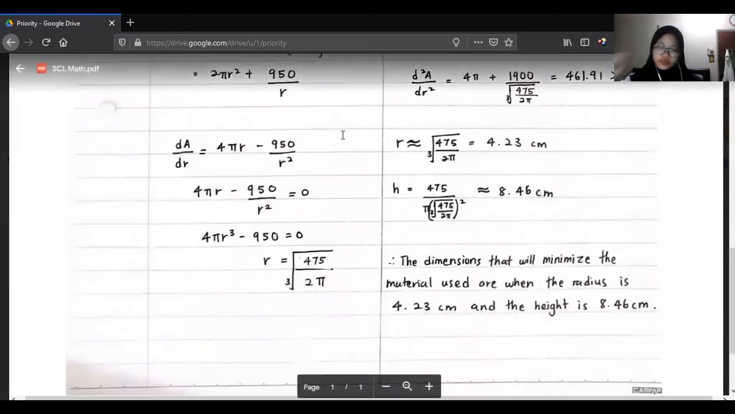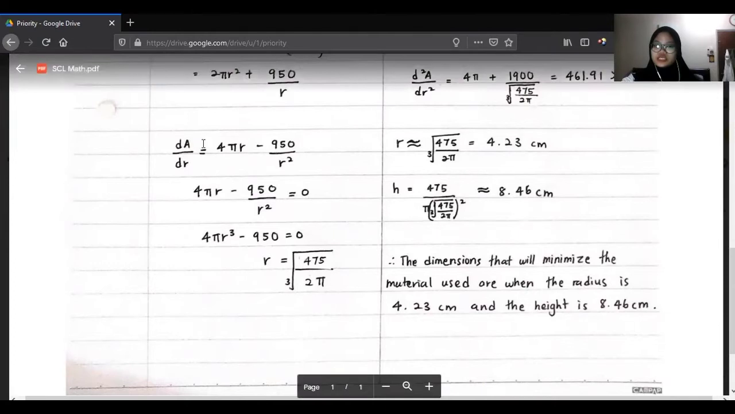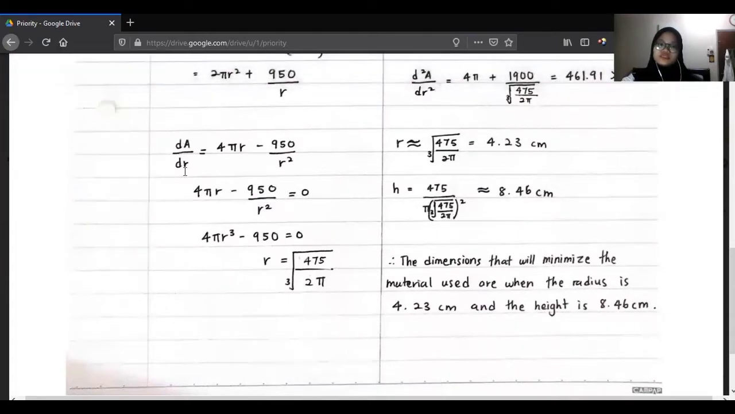Then we use calculus to find the maximum or minimum value of the objective function. So we differentiate, which is dA over dr equal to 4 pi r minus 950 over r squared, which equal to 0. And to minimize A(r), we need to take the derivative of A(r) and find the critical values. Remember to find the critical values, we set the derivative equal to 0, like this. Then we find the r.